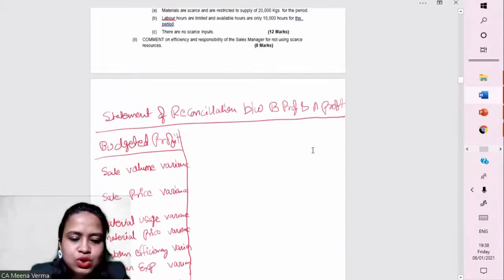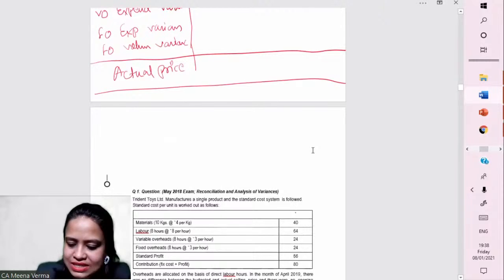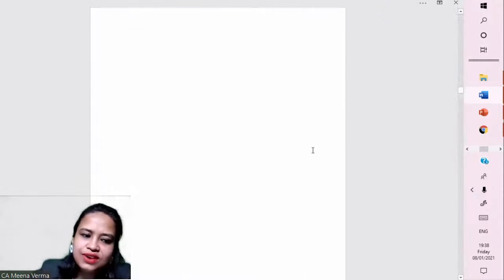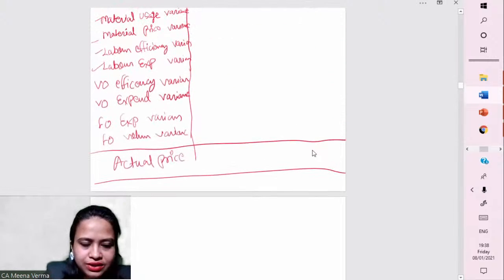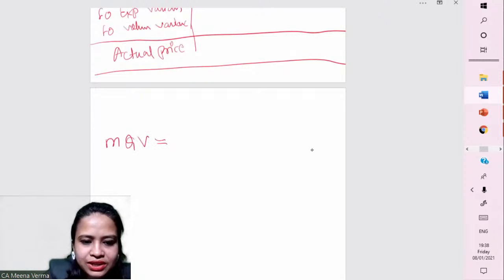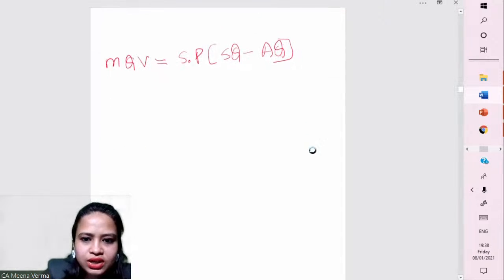Okay, so first, if you want to solve this, see, this is a big question, and if you want to solve this question, first write all the formulas which you want to find here. First write the formula of finding the material quantity variance. What is the formula? Standard price into standard quantity minus actual quantity. This is the formula for finding the material quantity variance.